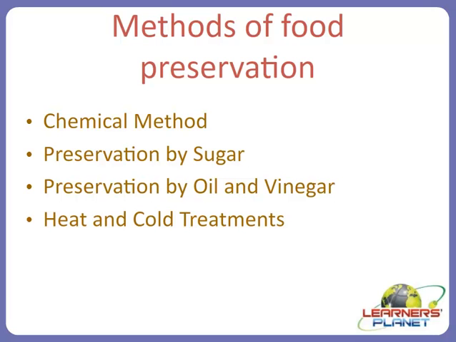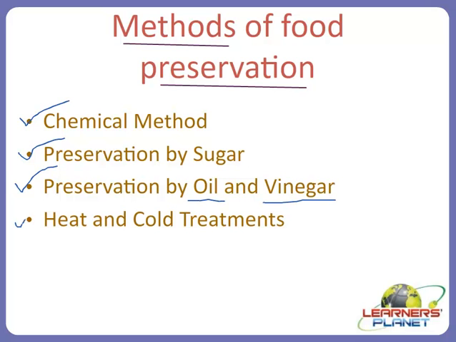Now, let us study the different methods for the preservation of food items. Commonly, they can be categorized as the chemical method, preservation by sugar, by the use of oil and vinegar, or by changing the temperature, by giving heat and cold treatments. So now we are going to study all these categories.